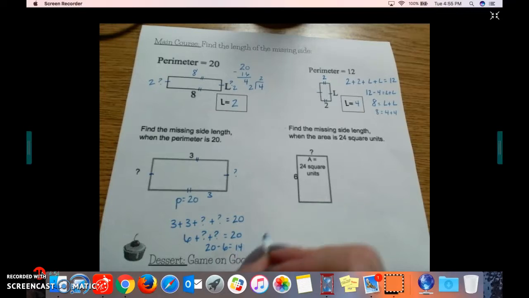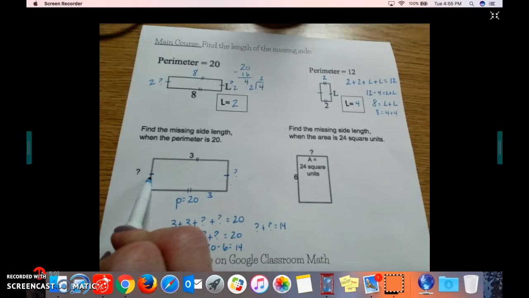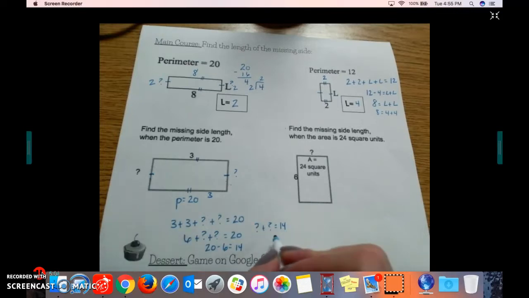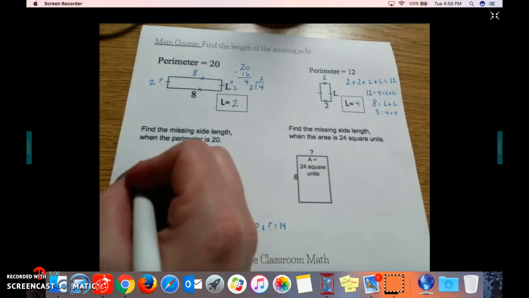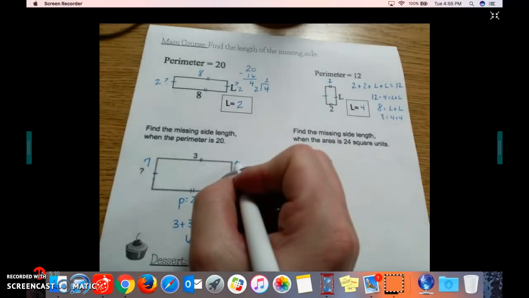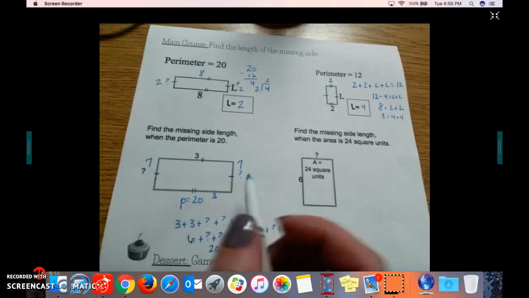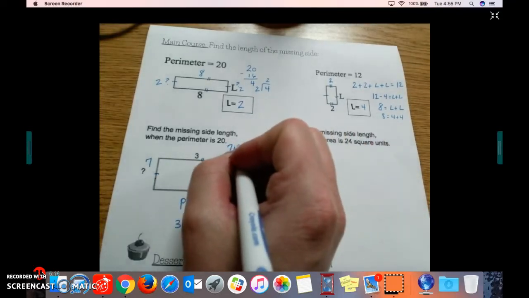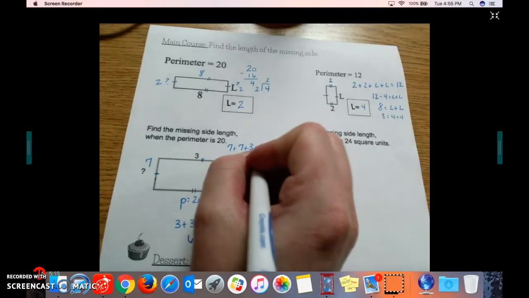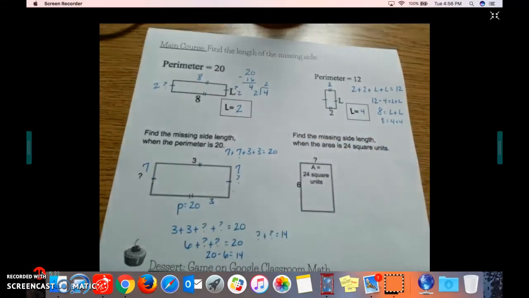And I'm going to divide that 14 in half because I need question mark plus question mark equals 14. And I know that they are the same length. So in this case, question mark is going to equal 7. So each one of these sides would be equal to 7. I can check my work by going back and adding these up. So I have 7 plus 3 plus 3. So I have 14 plus 6 equals 20.